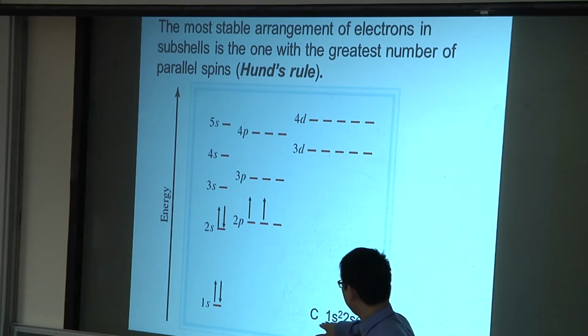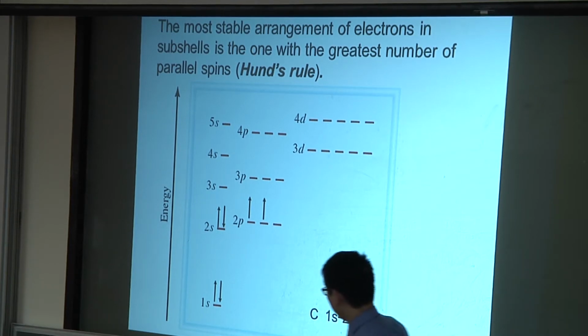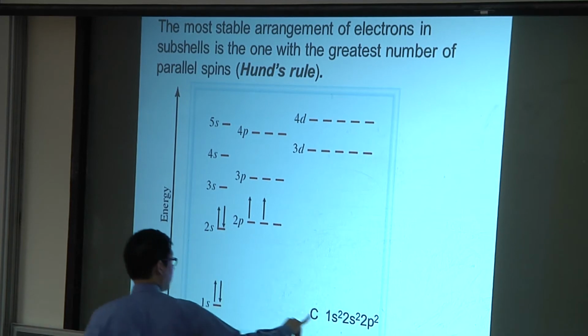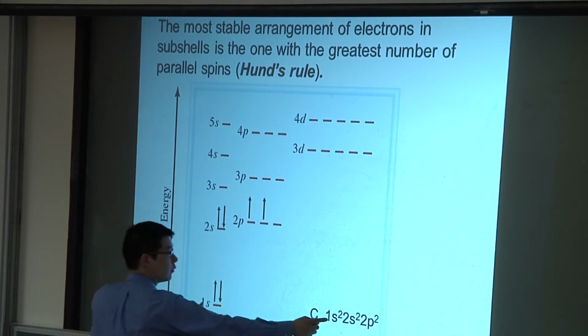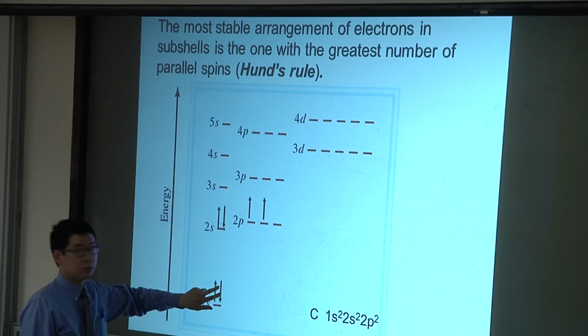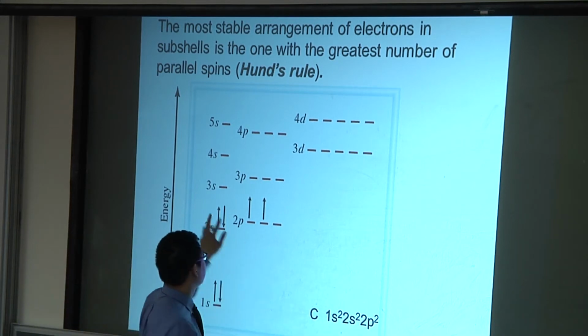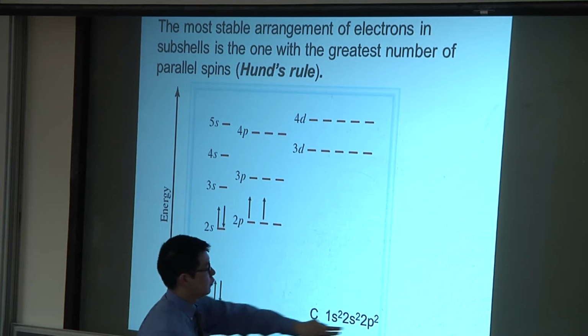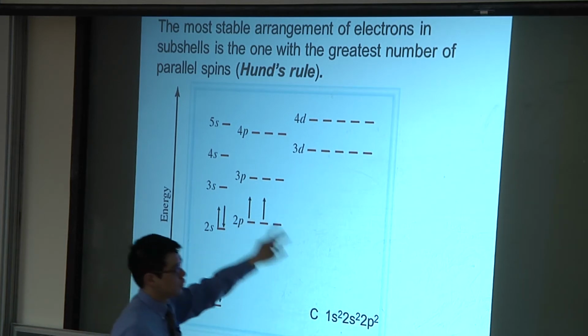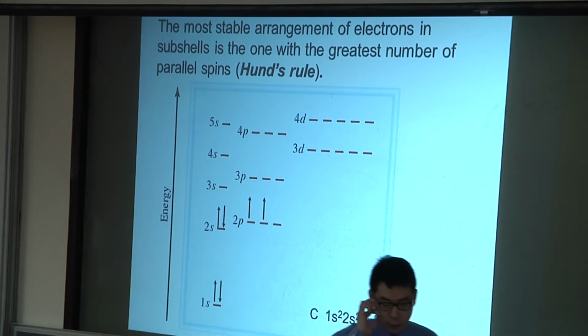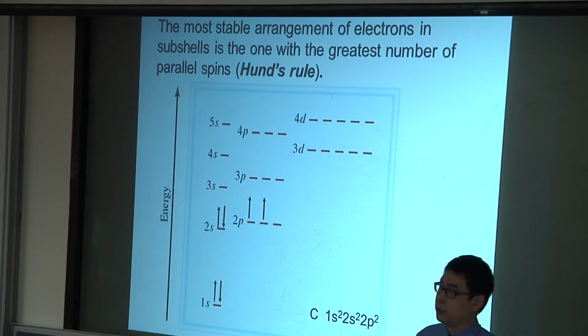So here we have an abbreviated way of expressing how the orbitals are filled. For carbon in the ground state, you're going to have 1s, and the 1s has 2 electrons. You're going to have your 2s, and the 2s has 2 electrons. And you're going to have your 2p, the 2p has 2 electrons. So we could abbreviate that 1s2, 2s2, 2p2.